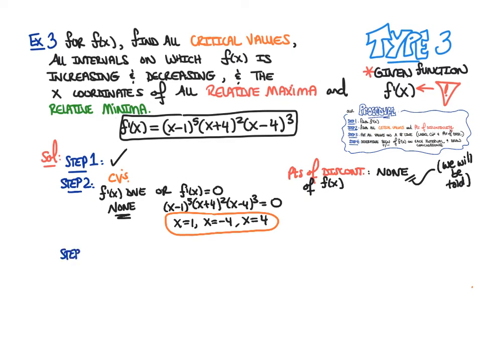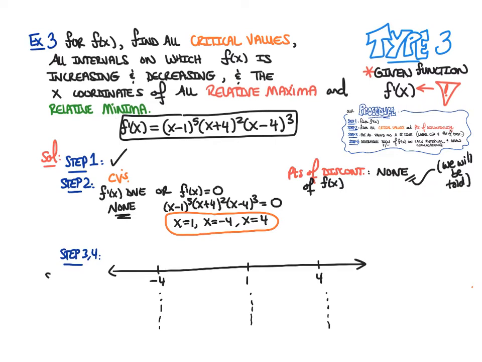Step 3 and 4, we're going to do these together as we did last time. We're going to take a number line, and we're going to put our critical values on the number line. So in this case, we have minus 4, we have 1, and we have 4. Okay. Now this divides my number line into 4 intervals. On each of these intervals, we want to determine the sign of f prime so that we can determine whether the function's going up, down, or neither.